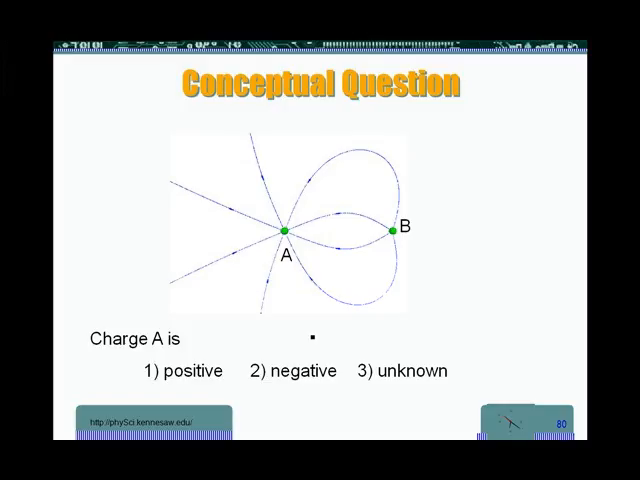Okay, the last question of this recording. What we have here is two charges and the electric field lines around them. It's not a very good graphic, but we see here arrows coming out, and arrows like this. And it's asking us if the charge A is positive, negative, or unknown. Whenever the electric field lines are radiating away from a charge, the charge is positive.